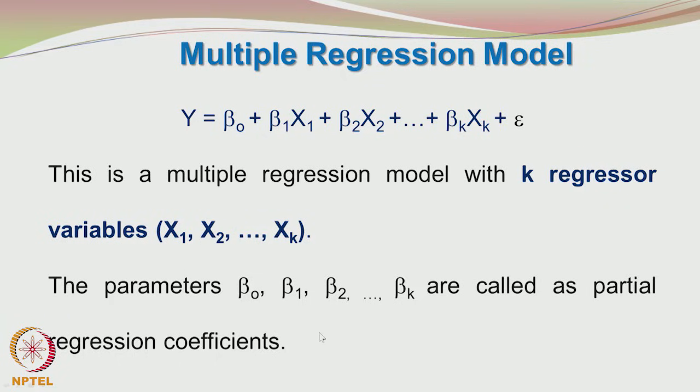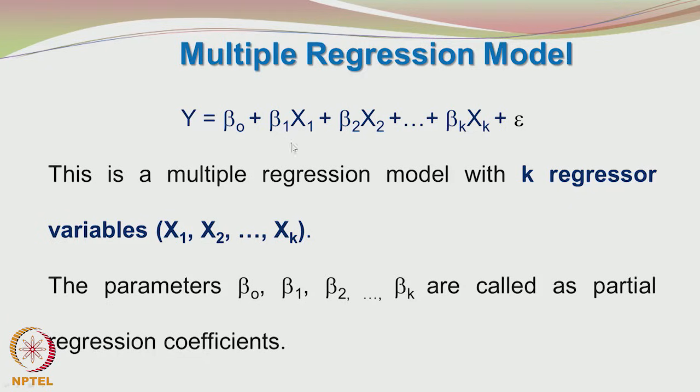So, when you have multiple variables, you have the multiple regression model with k regressor variables x1, x2, so on to xk. And again to reiterate, beta naught, beta 1, beta 2, so on to beta k are called partial regression coefficients. So, how many partial regression coefficients do you have? It is k plus 1. We have k regressor variables, and hence k partial regression coefficients associated with these k regressor variables.